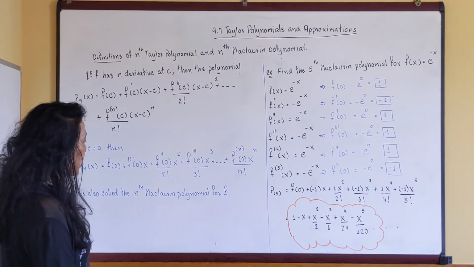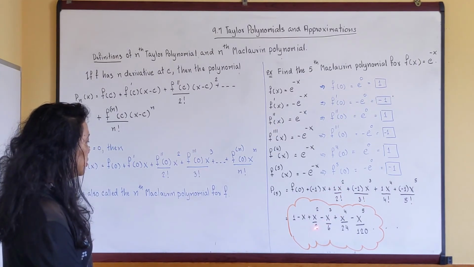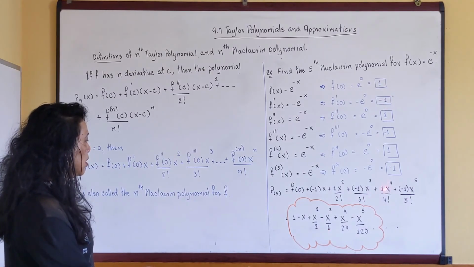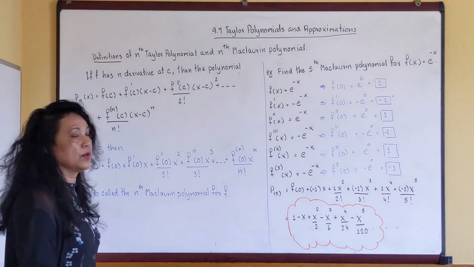If I simplify this, f of 0 is just 1, this term becomes negative x, this term becomes x squared, 2 factorial is just 2, minus x cubed, 3 factorial is 6, plus x to the 4th over 4 factorial, which is 24, minus x to the 5th, 5 factorial is 120.